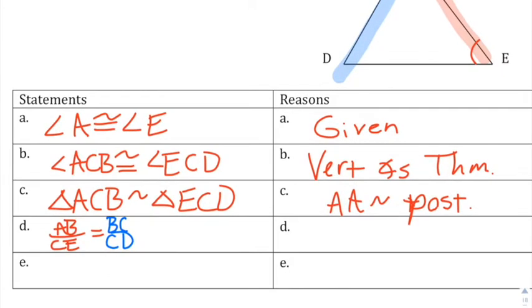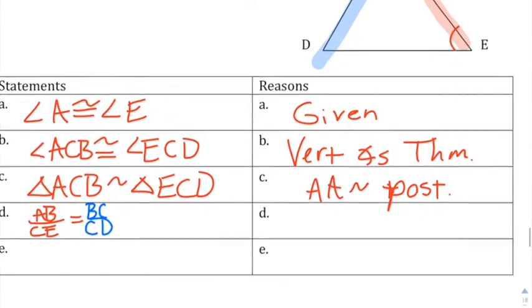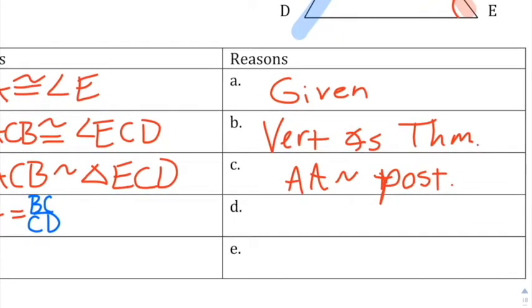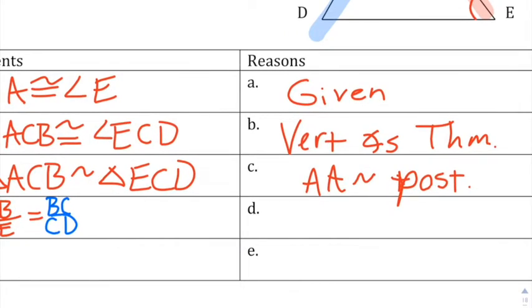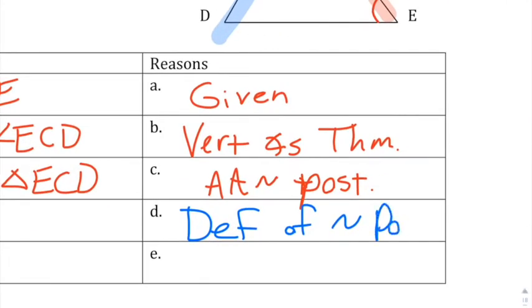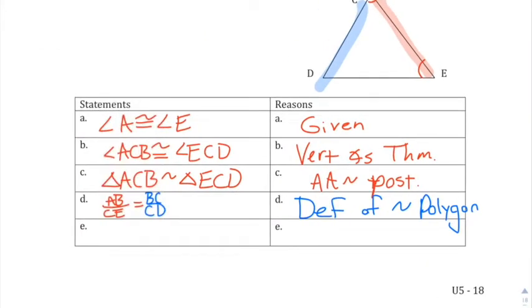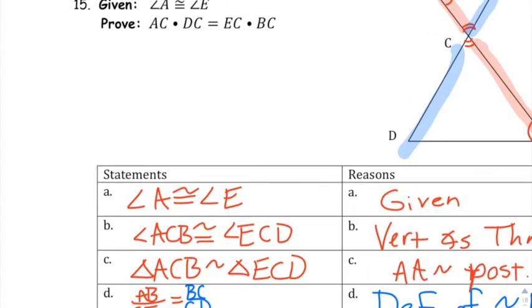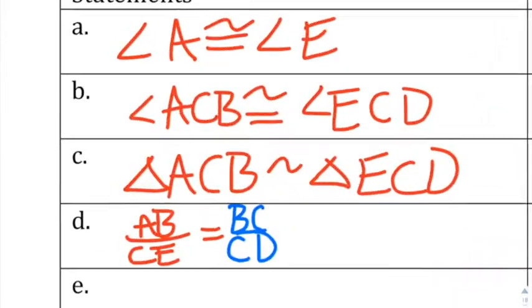All right, now I've seen different teachers put different things here for this. In my class, we say, that's the definition of what it means to be similar. Similar figures. You can say similar figures have proportional sides. I'm just going to put definition of similar, I guess let's say polygon. Or you could even put triangle there.